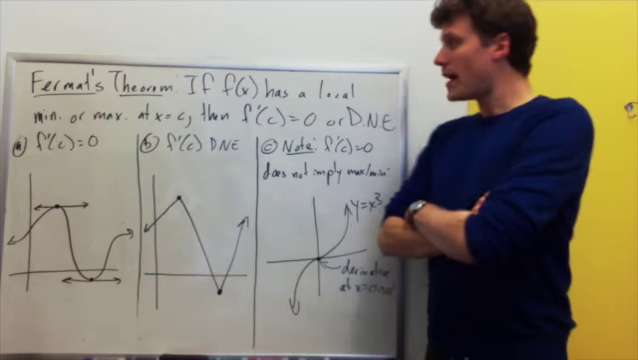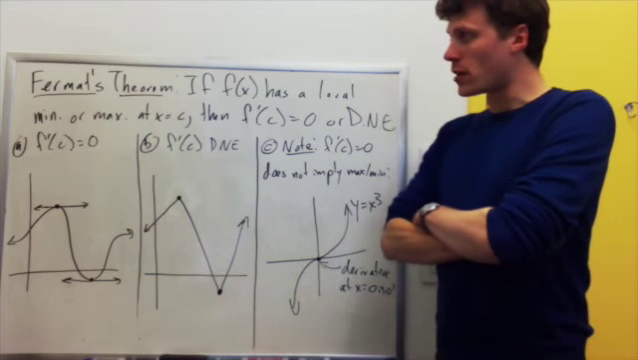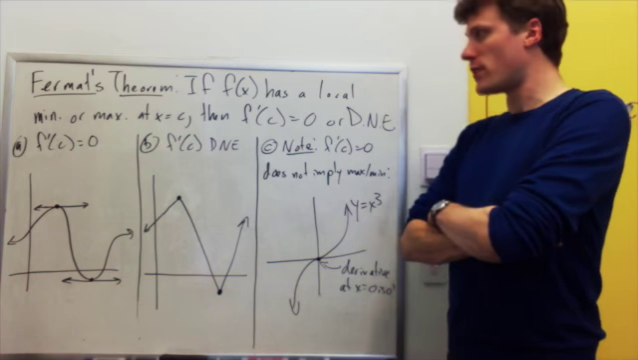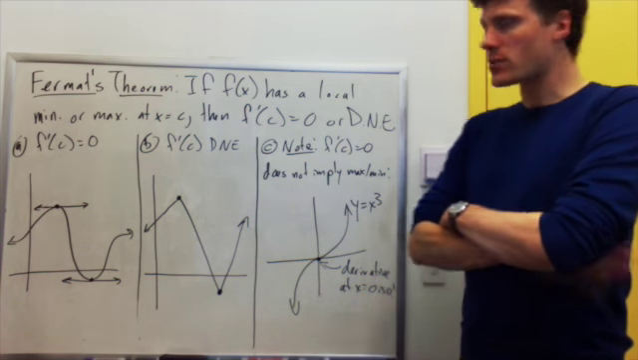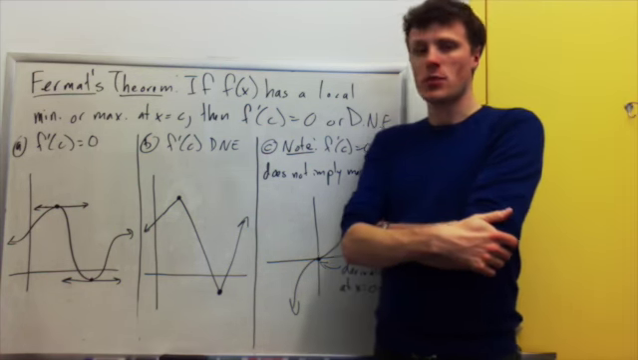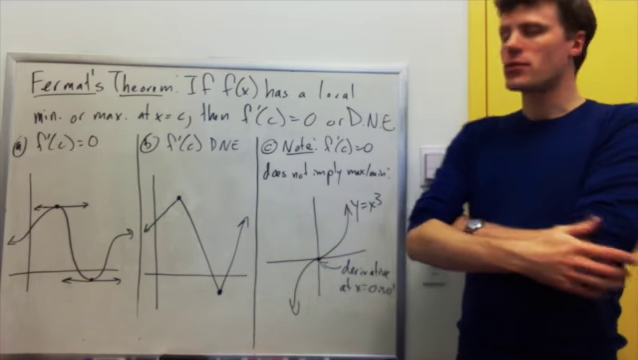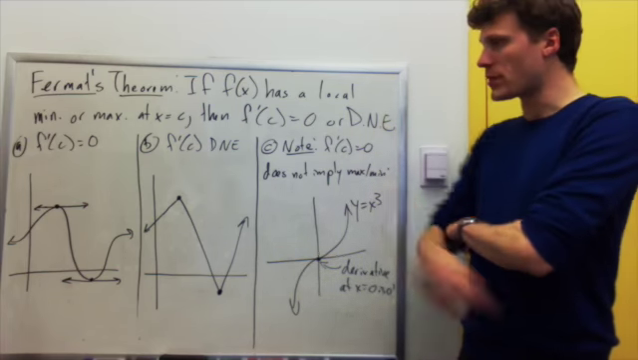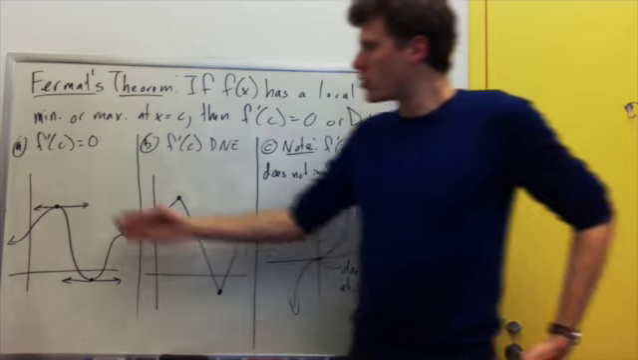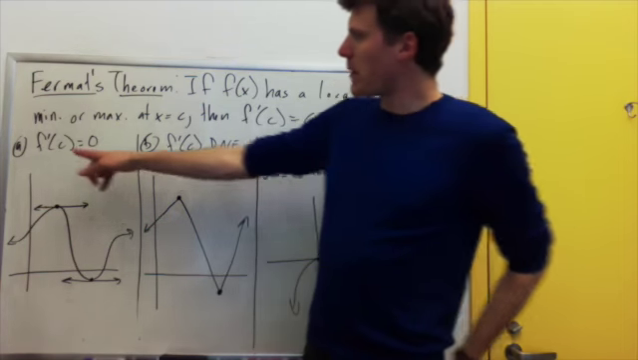Okay, so here is our main criterion for figuring out where maximum and minimum values occur. This is Fermat's theorem. It says if f of x has a local minimum or maximum at x equal to c, then either the derivative is equal to 0 or the derivative does not exist. So let's look at these different possibilities.